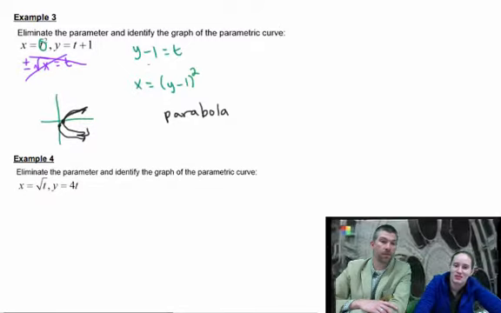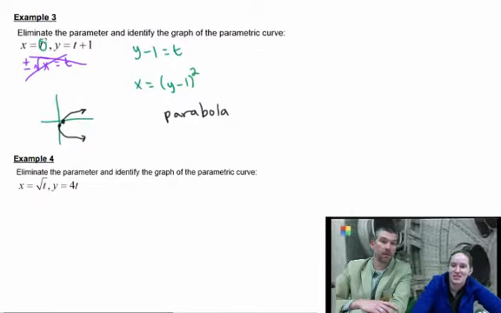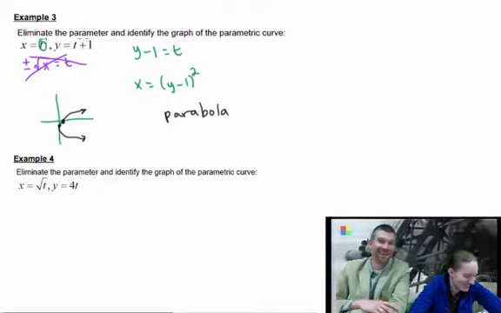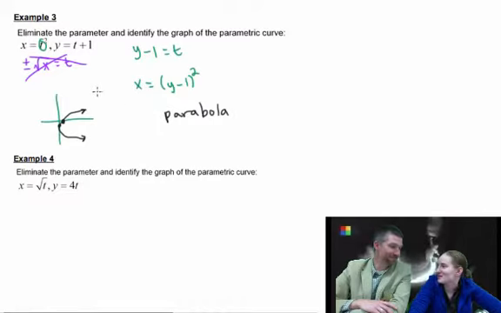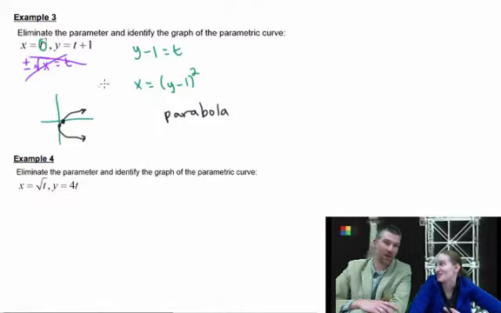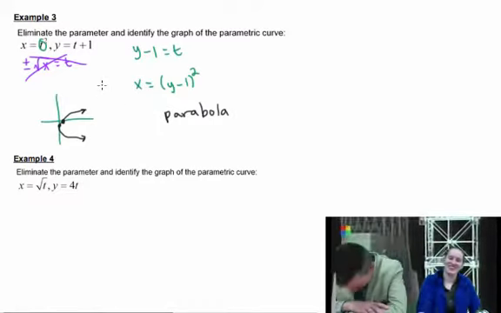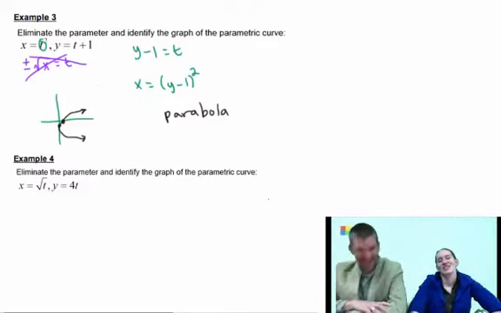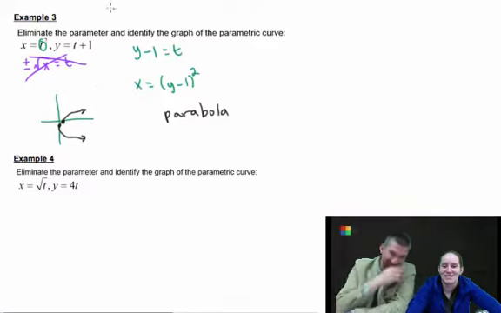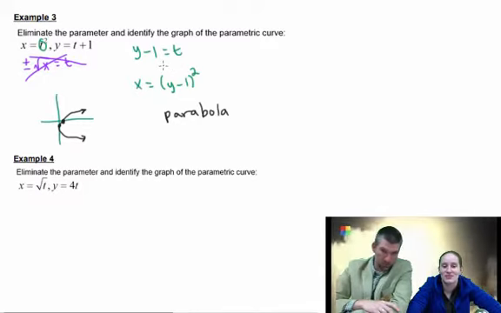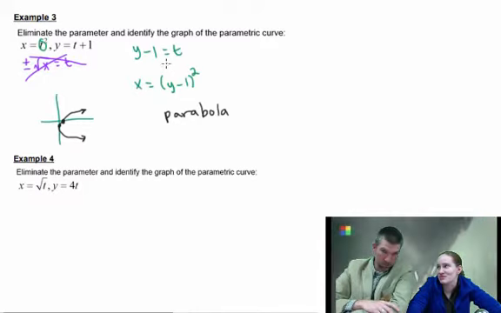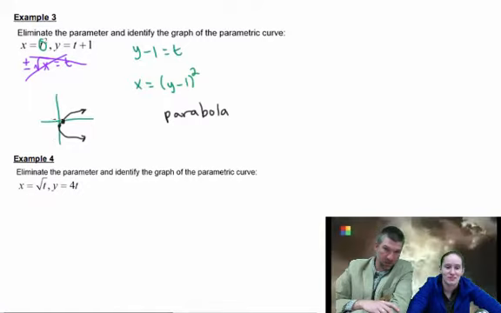I feel like we just got off on a tangent. Parabola opening right. Can we maybe edit part of this out? We have to now. We have to now. Okay, are you ready? We're going to do example 4 now. Solid. You got example 1?